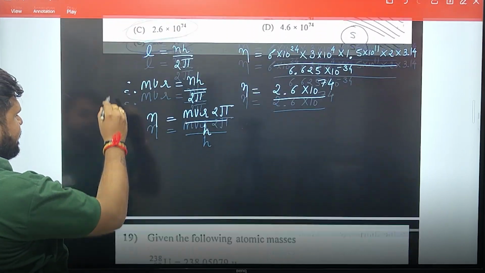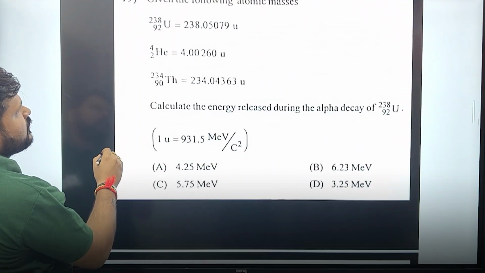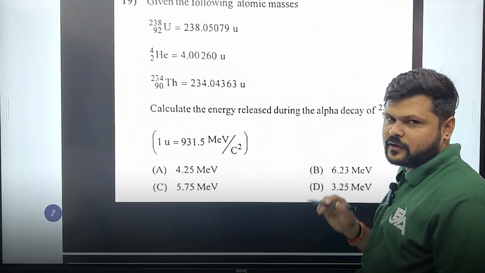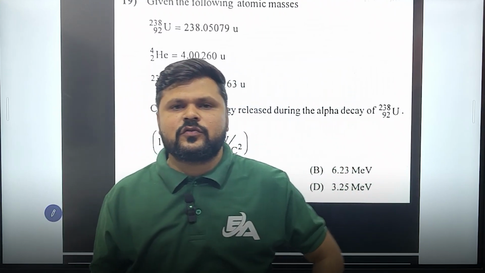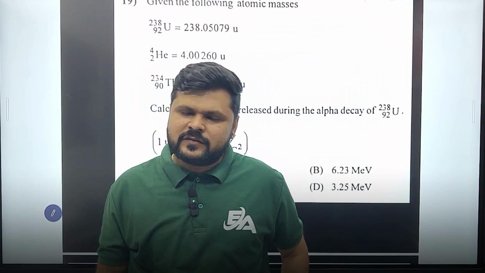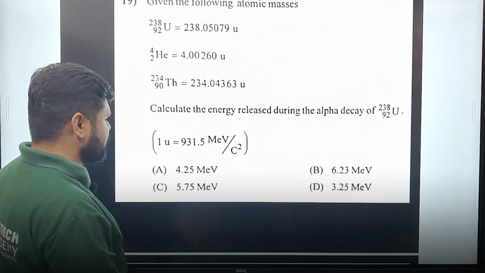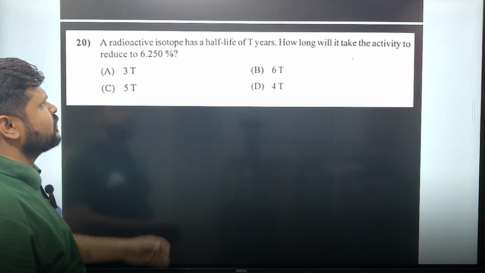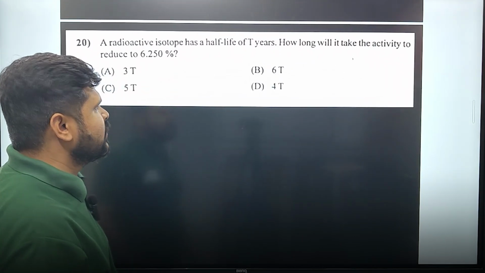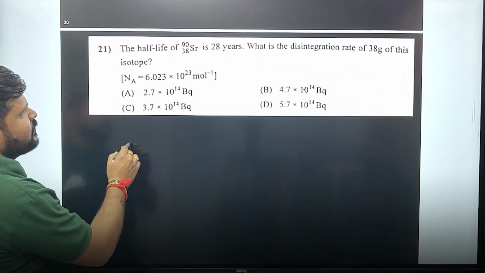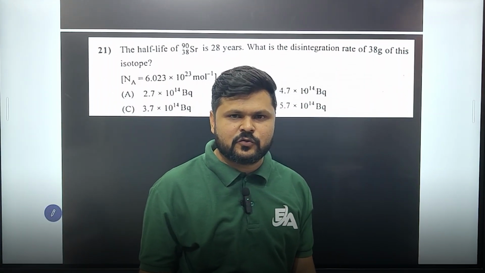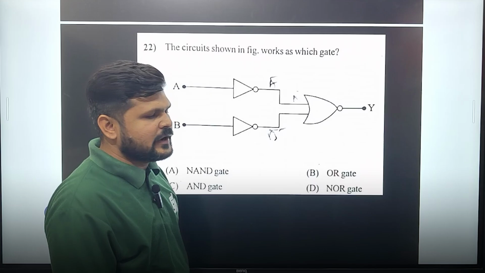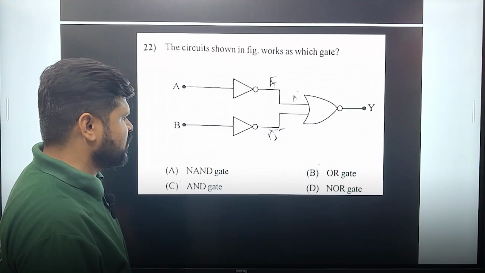Now next MCQ. We are given this data, but we are asked to find the energy released during the alpha decay. Now this is in the 13th chapter, but unfortunately alpha decay, beta decay, gamma decay, all these three topics are deleted from our syllabus, so no need to solve this. MCQ number 20 is from radioactivity, that is again not in our syllabus, so no need to solve it. MCQ number 21 is again from radioactivity, so no need to solve it. MCQ number 22 is again from the deleted syllabus, chapter number 14, logic gate, that is not in our syllabus, so no need to solve it.